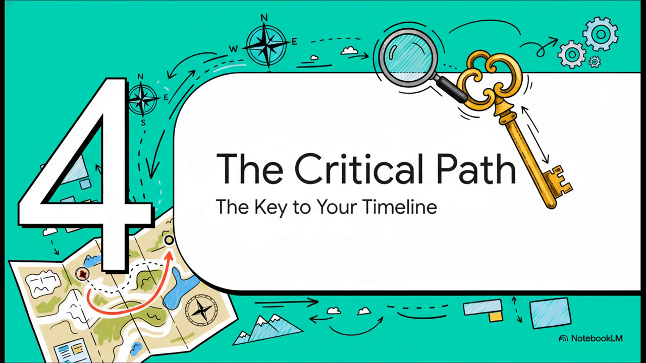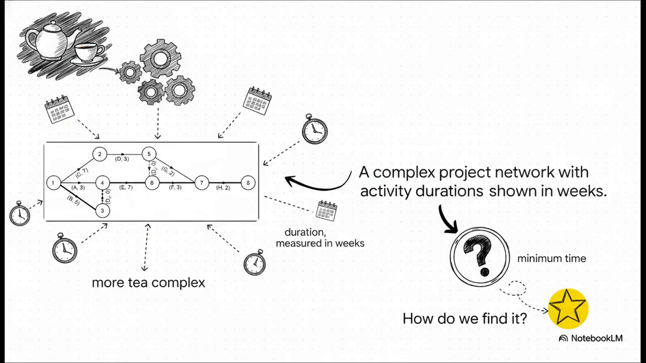Now it's time to unlock the real secret to managing a project's timeline. Seriously, if you remember one thing from this, make it this. We're about to find the critical path. Okay, we've graduated from the tea party. Let's level up to something a bit more complex. Take a look at this network. Each activity now has a time attached to it, in weeks. And the big question is, what's the absolute fastest we can get this whole thing done? How do we even figure that out?